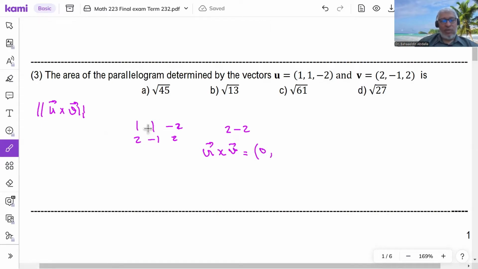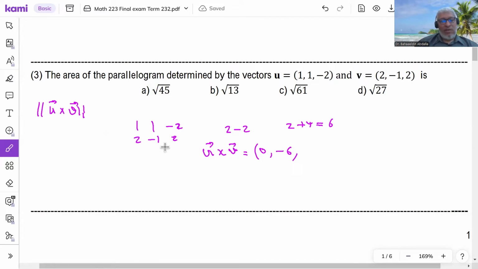The second component, cover this one, the second column, and multiply. 1 times 2 is 2. -2 times 2 is -4. So plus 4, because 2 minus minus. So the answer is 6, but we write it here -6.